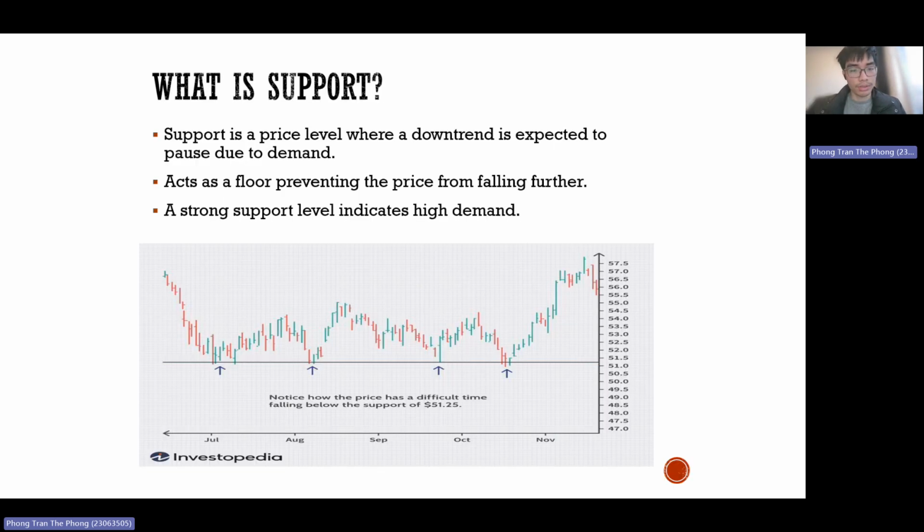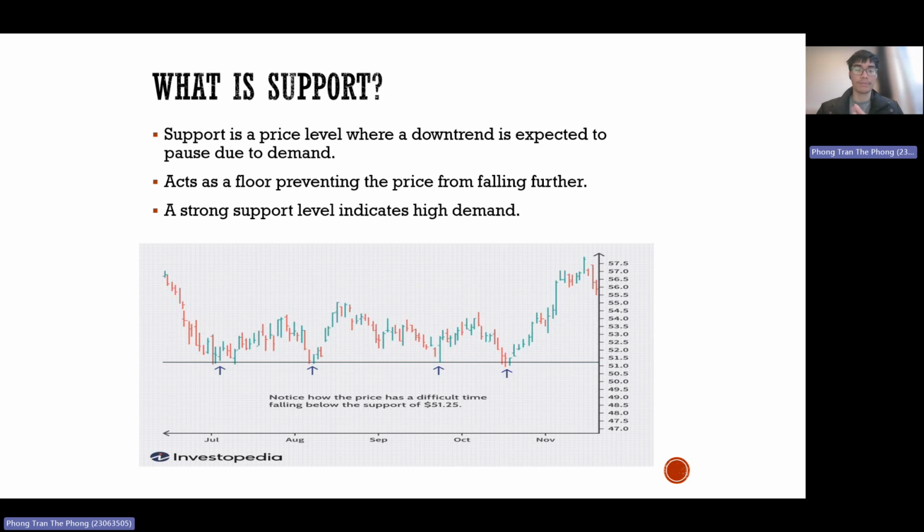First off, what is support? Typically in a downtrend, the supply is higher than the demand, and when the price keeps falling, many traders who sit on the sideline will be tempted to jump in, and that's where the demand slowly increases to match the supply. When it reaches a balance, it will pause, and that's called support. It acts as a floor to prevent the price from falling further, and a strong support level indicates high demand.